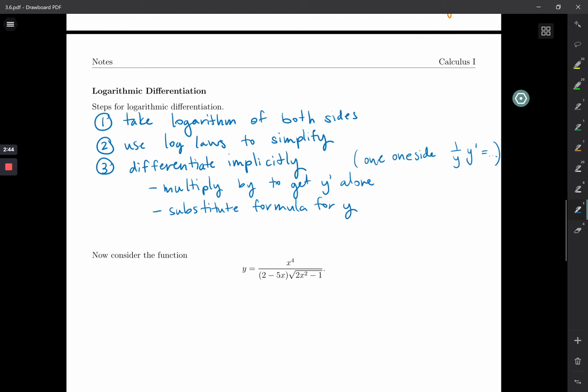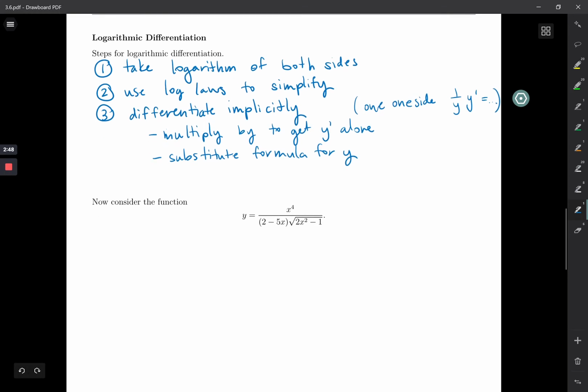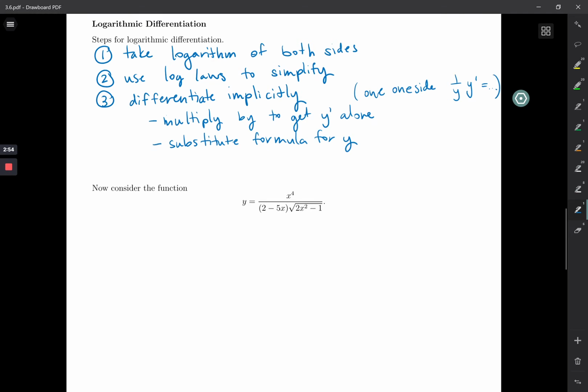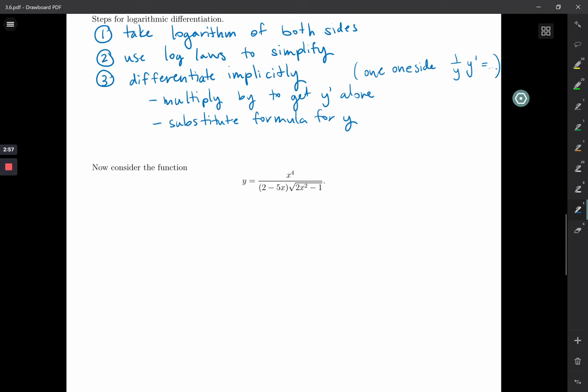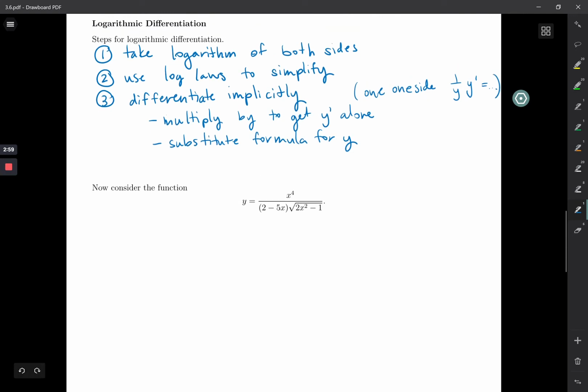Now, hopefully this next example will make some of this a little bit more clear. We're just going to follow the steps. The first thing is to take the logarithm of both sides. We usually use natural log just because the derivative is always really nice. So we'll take the natural log of both sides.